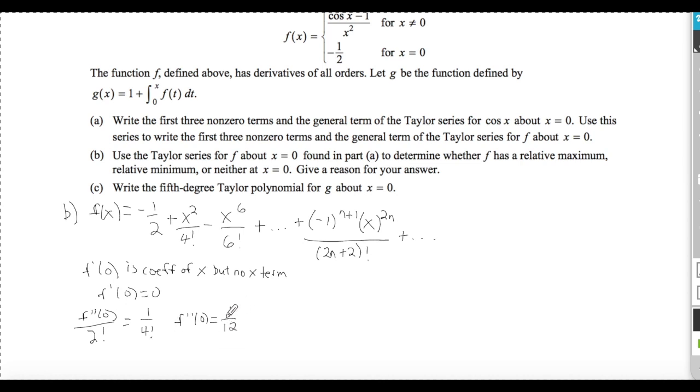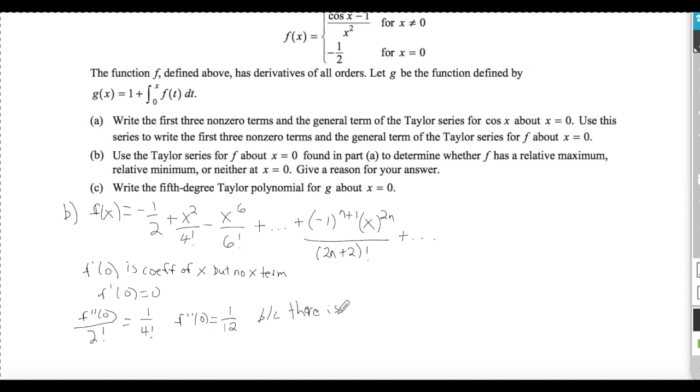So look, I know my second derivative based off of something similar to that warm-up problem. 1 over 4 factorial is going to be equal to the second derivative, because it's going to be the x squared term over 2 factorial. So the second derivative is 1/12. It's positive. So what does that mean? I know my second derivative is positive. I can say because, there, what can we say?